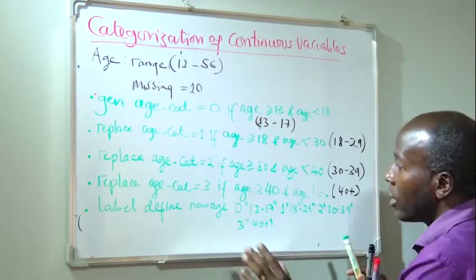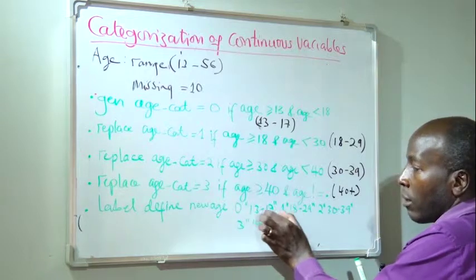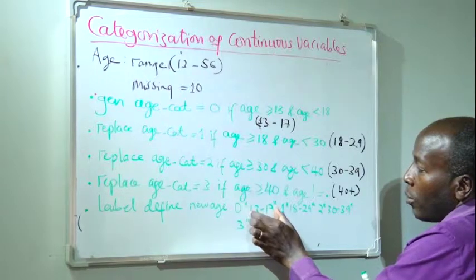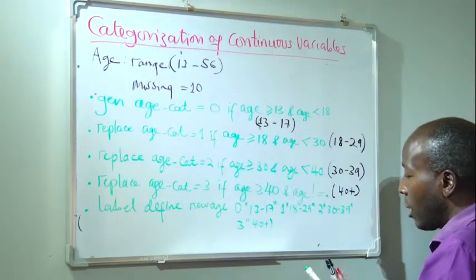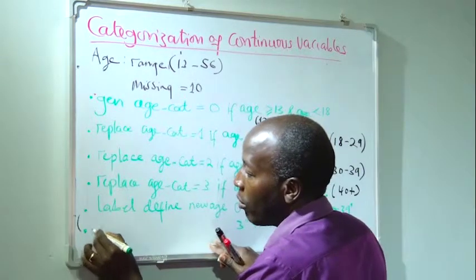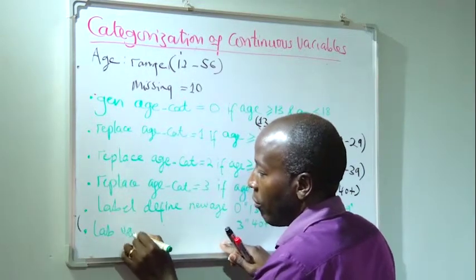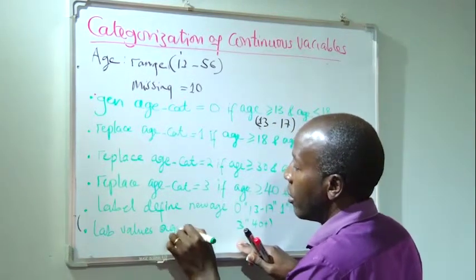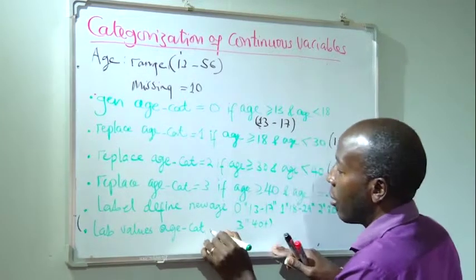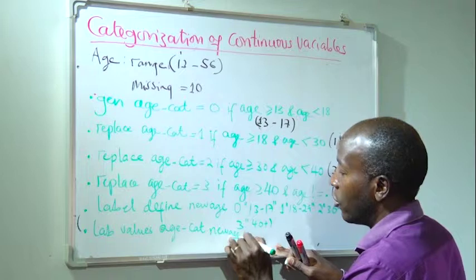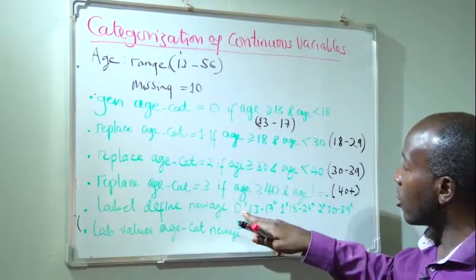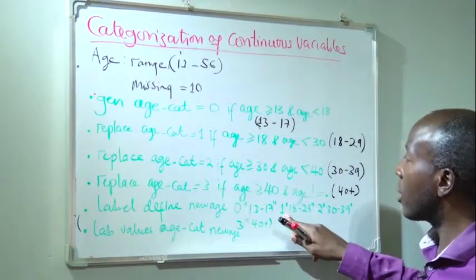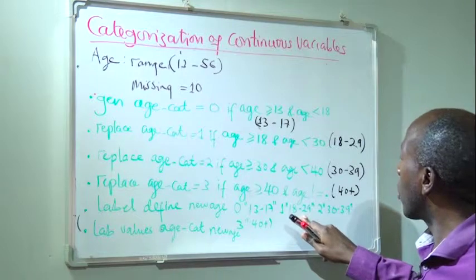Then, once I've generated this variable new age, it's a label variable in which 0 is labeled this, 1, 2 and 3 are labeled that. Then I tell Stata, please label the values, age cat according to new age. So it will get where there is 0 in age cat, it will put 13 to 17. Where there is 1 in age cat, it will put 18 to 29.